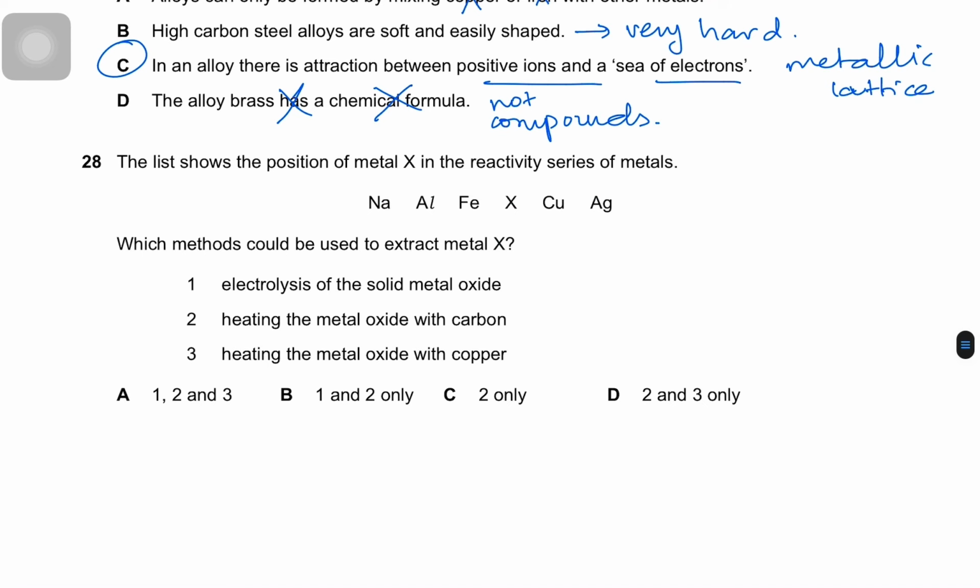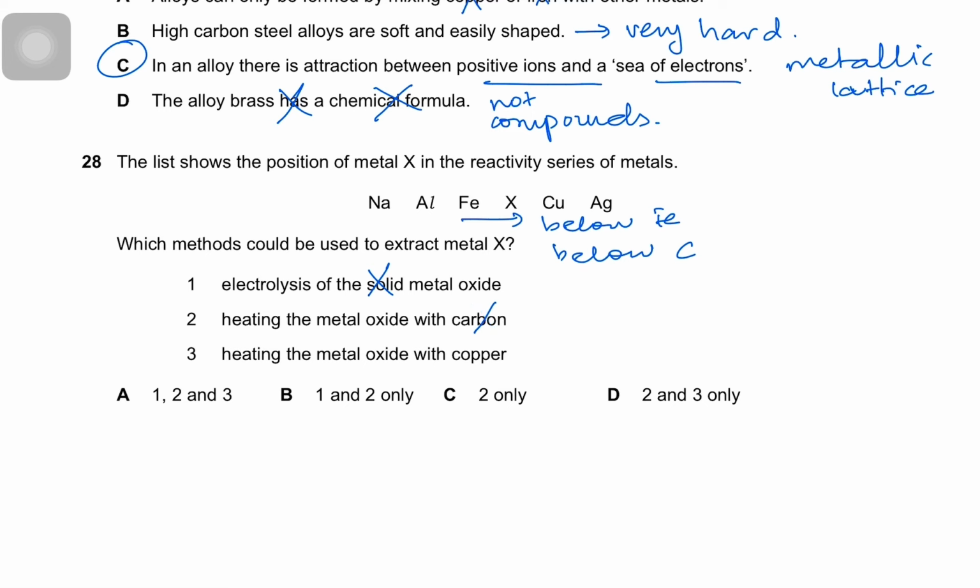Question 28 says, the list shows the position of metal X in the reactivity series of metals. Which statement could be used to extract metal X? Since it's below iron, it's definitely below carbon. So electrolysis of solid metal oxide, solids can't be electrolyzed. Heating the metal oxide with carbon, since metal X is lower than carbon, it means carbon is going to displace it.